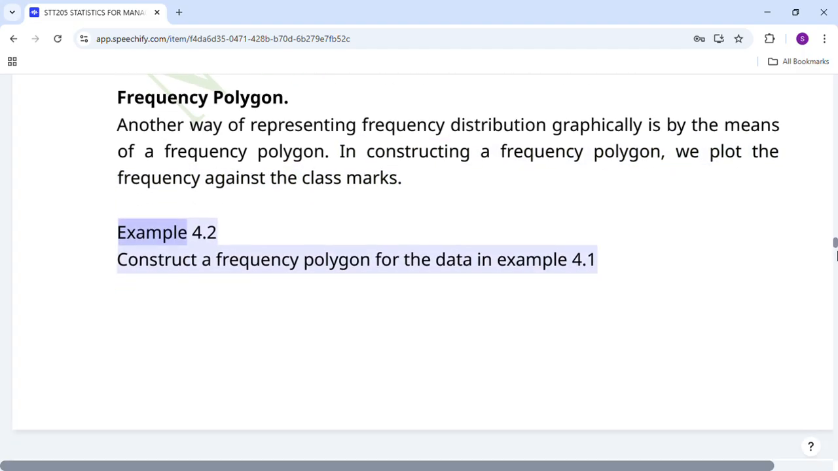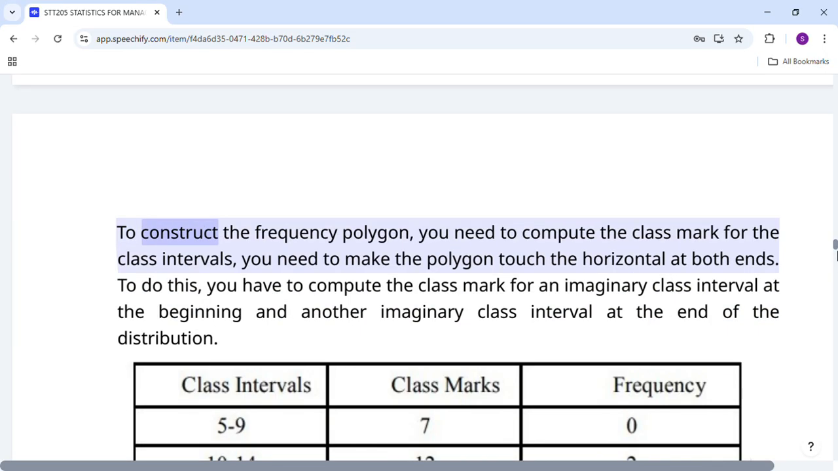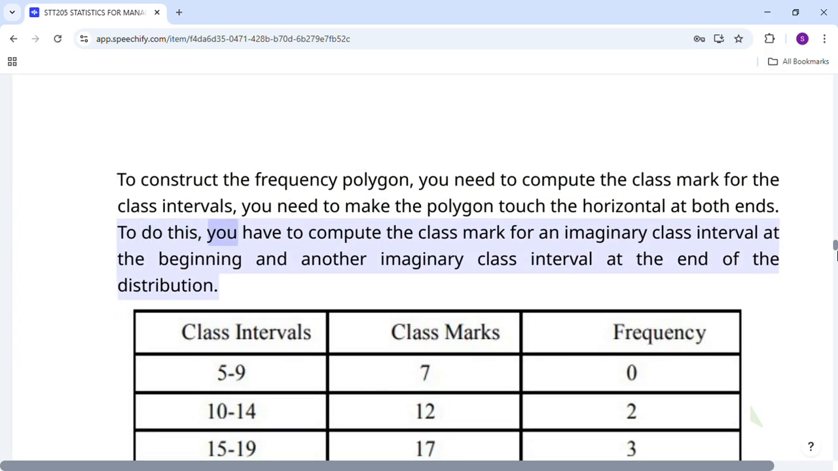Example 4.2. Construct a frequency polygon for the data in example 4.1. To construct the frequency polygon, you need to compute the class mark for the class intervals. You need to make the polygon touch the horizontal at both ends. To do this, you have to compute the class mark for an imaginary class interval at the beginning and another imaginary class interval at the end of the distribution.